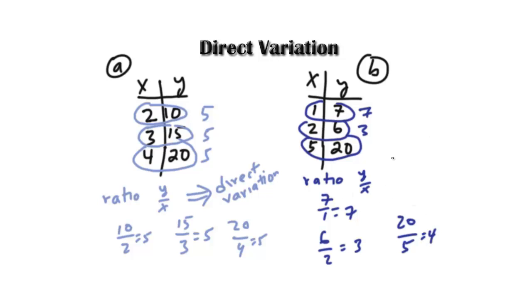If you notice, this one's a 7, this one's a 3, and this one's a 4. So they're all different, 7 here, 3 here, 4. They're all different. So it's not the same ratio for all the data pairs. If that's the case, then this is not a direct variation. And we're done.